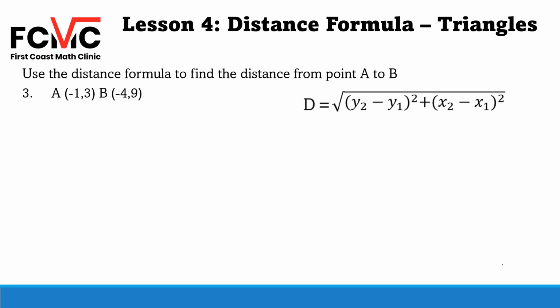So A is negative 1, 3, B is negative 4, 9. Again, we want to use the distance formula to find the distance between these 2 points. So let's sketch this out so we can see what this looks like. Both these points are negative, positive, so they're both going to be in quadrant 2. So negative 1, 3 is going to be kind of over here. So that's point A at negative 1, 3. B is negative 4, 9.